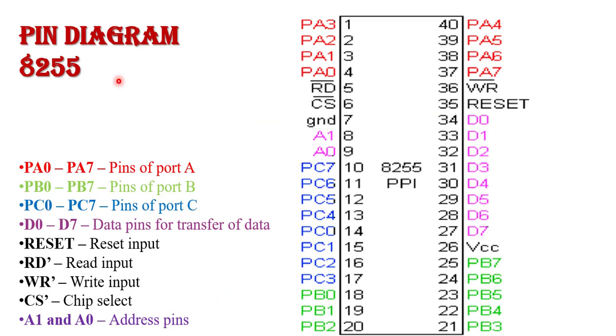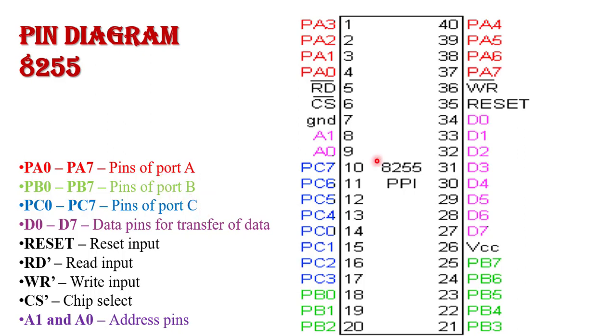Now the pin diagram of 8255. As I have already told, 8255 is a 40 pin IC. It has 24 bidirectional input output lines. These 24 lines are divided into 3 ports, each port having 8 bits. So PA0 to PA7 are the pins of port A, PB0 to PB7 are the pins of port B, and PC0 to PC7 are the pins of port C. These are the pins of ports A, B and C.